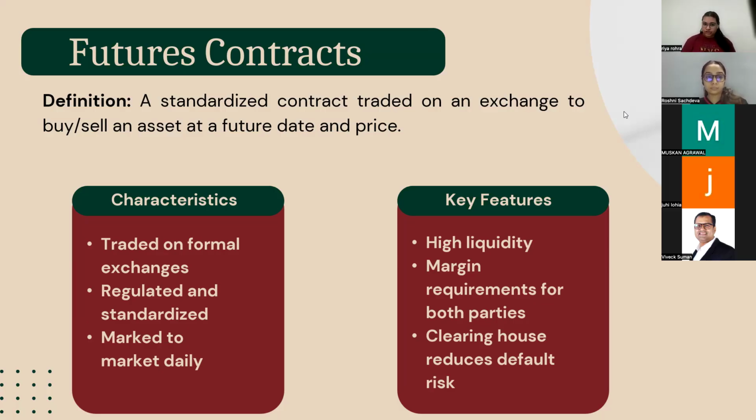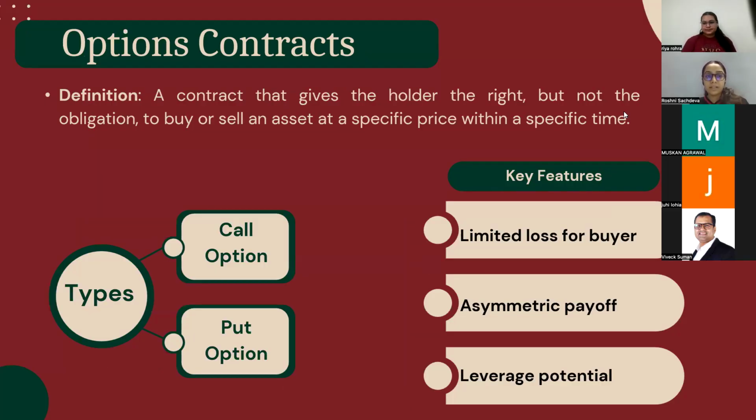Now, I would like Roshni to tell you about the option contracts. Let's understand option contracts. Option contracts are contracts that give you the right to buy or sell something at a fixed rate in future. In this, you are not obliged to do so. There are two types of options. The first one is the call option, that is the right to buy.